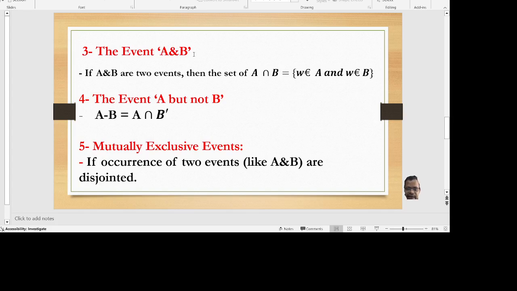Suppose A has 1, 2, 3, 4 as outcomes. B has 2, 3, 4, 5 as outcomes. So what are the common points? 2, 3, 4 are in A, and 2, 3, 4 are also in B. What are the common points is usually expressed as A and B.